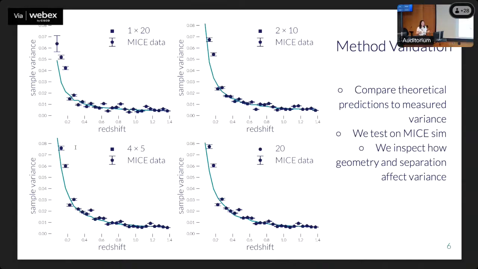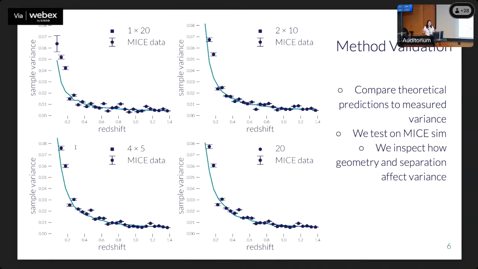We also inspect how geometry and separation affect variance. So in these 4 plots, we're showing deep fields of the same total area, 20 square degrees, but the geometry is different. The first one is an elongated rectangle, 1 degree times 20 degrees. The second one is 2 times 10 degrees. The third one is 4 times 5 degrees, while the last one, although 20 square degrees in total, is a circular area. So we figure out that geometry actually has an effect on sample variance.